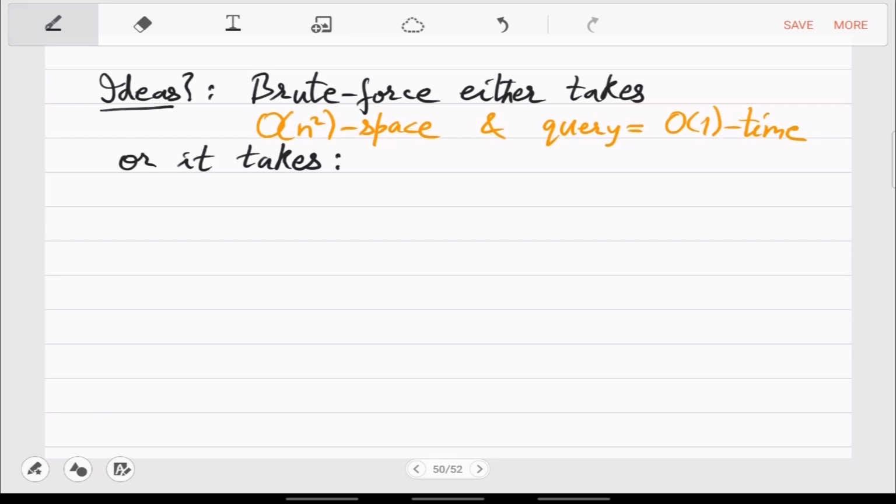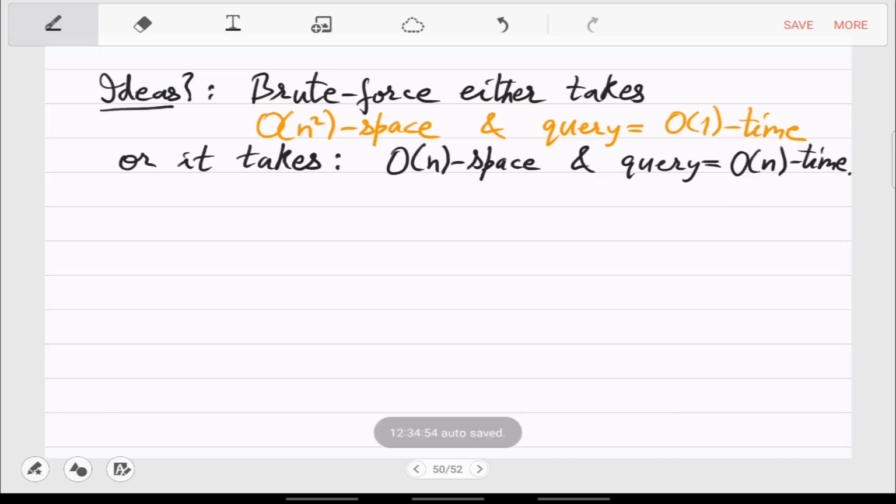Or it takes, in the other solution, no extra space, so just same as before, order n space. And no pre-processing needed. Query then blows up. It's order n. Which means that the more queries you make, the more multiples of n you are paying. Right? So that's again, there is no cleverness in that. So these are the only solutions we had seen.